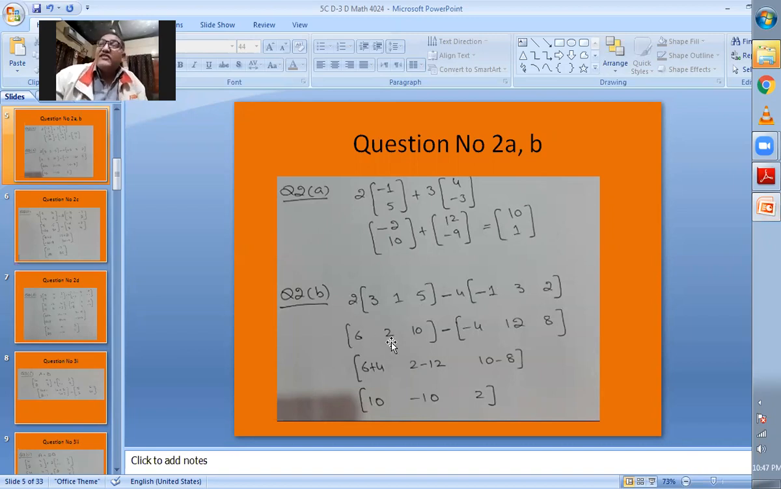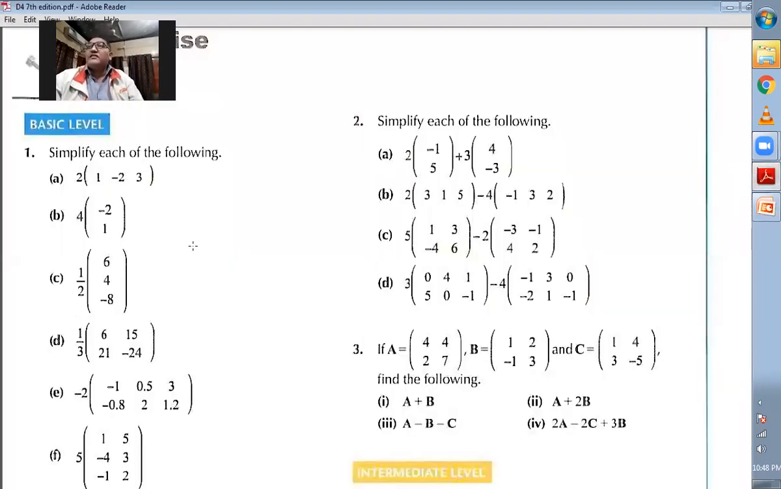So 2 3s are 6, 2 1s are 2, 2 5s are 10. Minus 4 multiplied with minus 1, it will be, here I have taken the 4 inside, first of all. I've not taken the negative inside. Okay, so we'll have minus 4, 12, and 8. Now 6 minus minus 4, it will become 6 plus 4. 2 minus 12, it will be minus 10. And 10 minus 8, it will be 2. So your final answer will be 10, minus 10 and 2. So this is how you will do question number 2 and its B part.